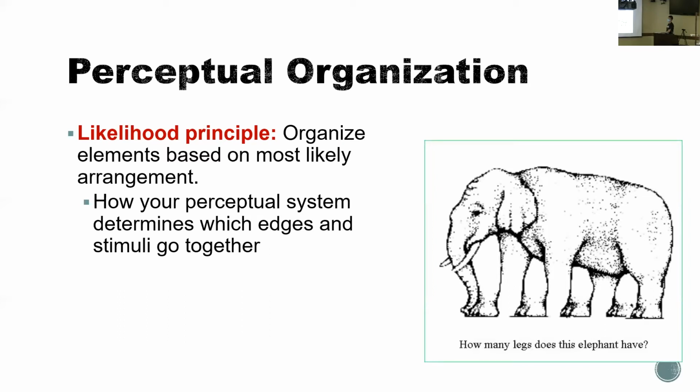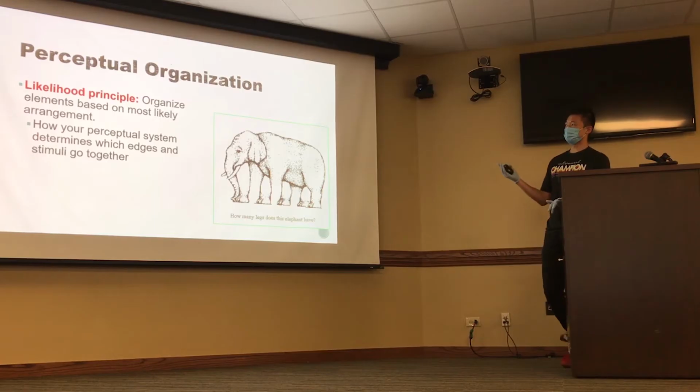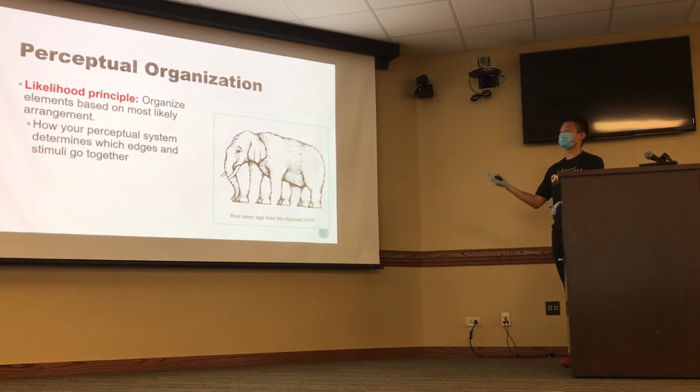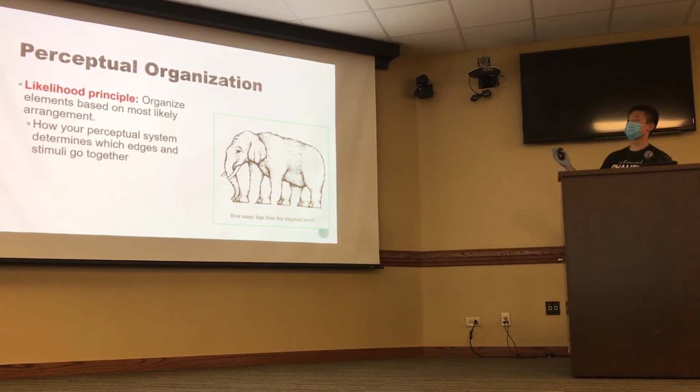Is it really 5? Well, it's not really connected. Exactly. So our brain still tends to organize them in the most likely arrangement. We have the pre-existing idea of legs, and then we try to make sense, but in reality, it's just not connected at all. All right. We use past experiences to help us apply this likelihood principle.